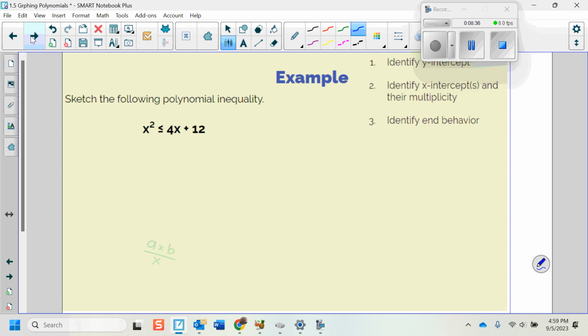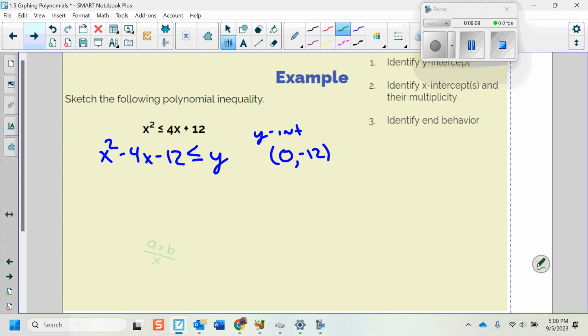So what I like to do is go ahead and move everything over. I have x squared minus 4x minus 12 is less than or equal to y. So in that case, my y-intercept is going to be when x equals 0. I put in 0 for those first two terms, and y is -12. So I'm going to go ahead and say that's my y-intercept.